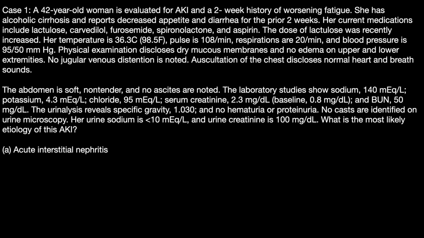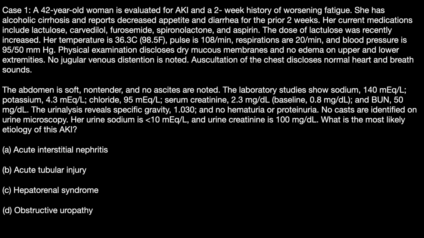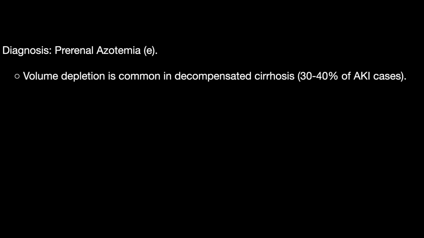Is it acute interstitial nephritis, acute tubular injury, hepatorenal syndrome, obstructive uropathy, or is it prerenal azotemia? So in this case, the answer is prerenal azotemia. The reasoning is that the patient has a history of alcoholic cirrhosis, with worsening fatigue, decreased appetite and diarrhea for 2 weeks. So there is a GI fluid loss.